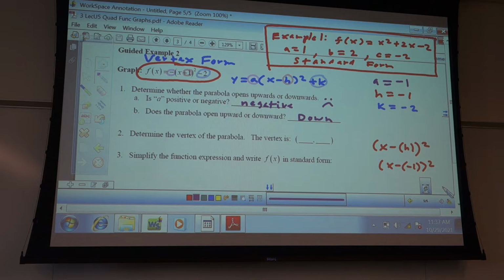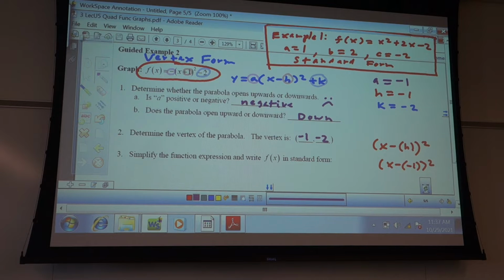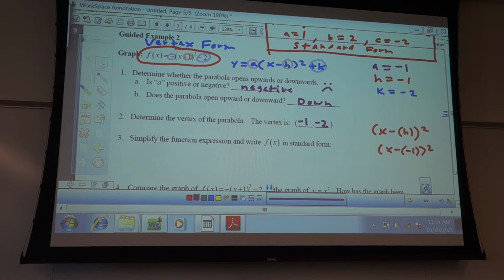Okay, so have you written in the vertex? Someone written in the vertex? Vertex is -1, -2. All right, so then it says simplify the function and write f of x in standard form.